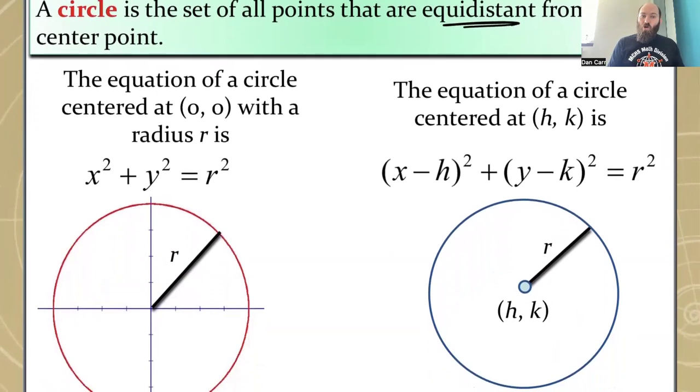We show that distance using basically the Pythagorean theorem, but it looks like this. So if we're centered at the origin, it's just x squared plus y squared equals r squared. And again, this is basically the Pythagorean theorem. If we move that center away from the origin, we're just going to model that with h and k, like this. So (x minus h), (y minus k), and it's always opposite those values.